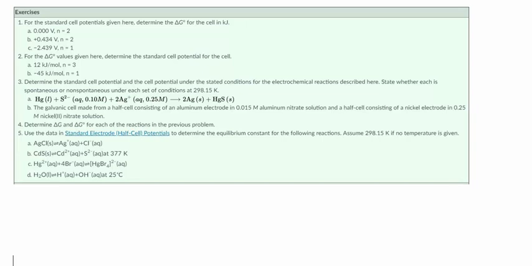Number 1, for the standard cell potentials given here, determine delta G naught for the cell in kilojoules, where we're going to be applying the equation delta G naught equals negative nFE naught, where F is your Faraday's constant, 96,480 joules per volt mole. So now we just plug in and solve for delta G.